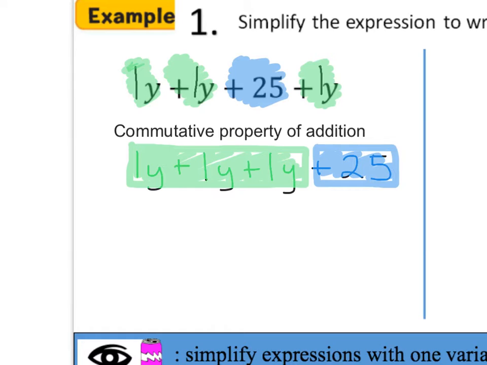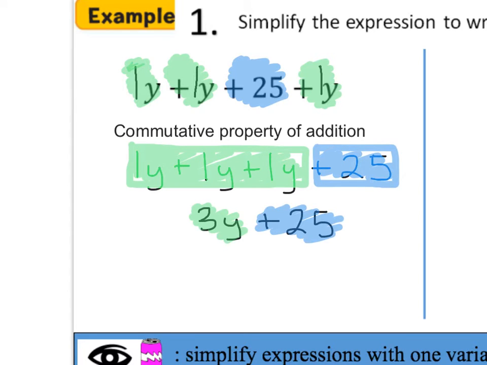We know that 1y plus 1y plus 1y is equal to 3y. And we can just drop down the plus 25 because we cannot combine them. Those are two different terms. So we can leave our answer as 3y plus 25.